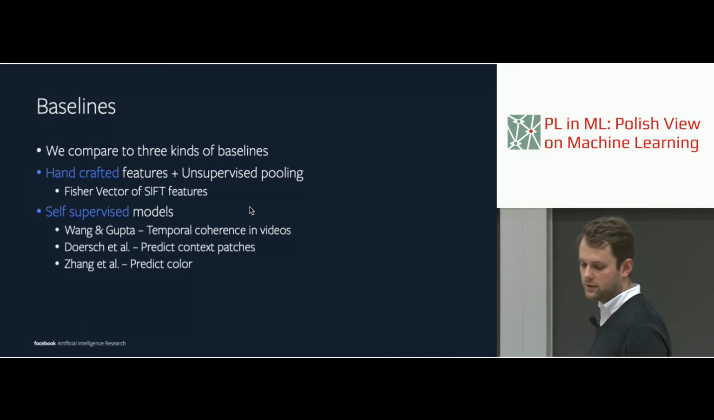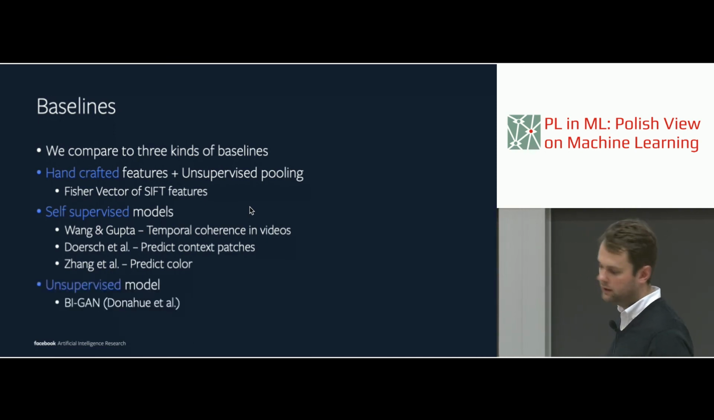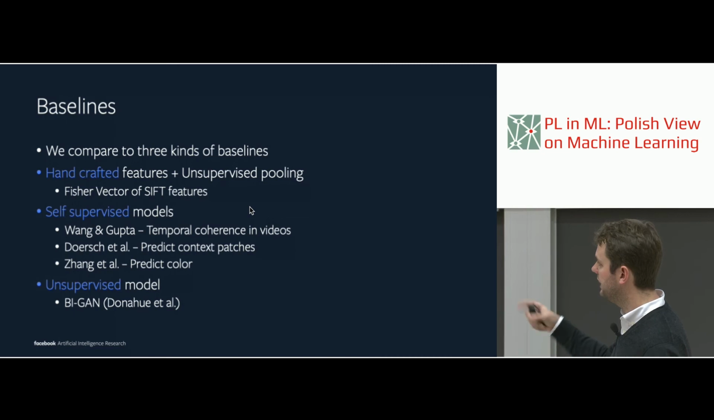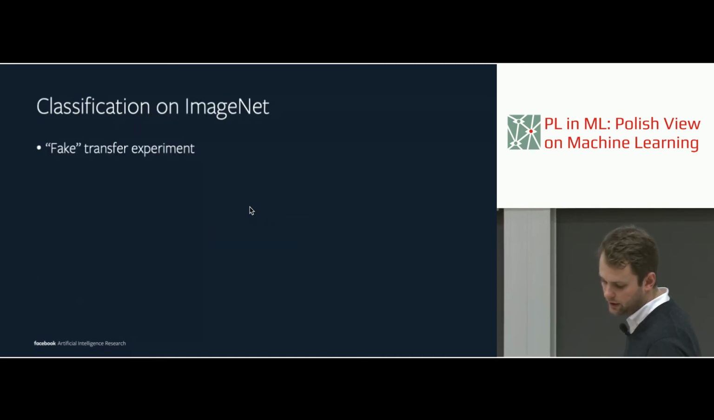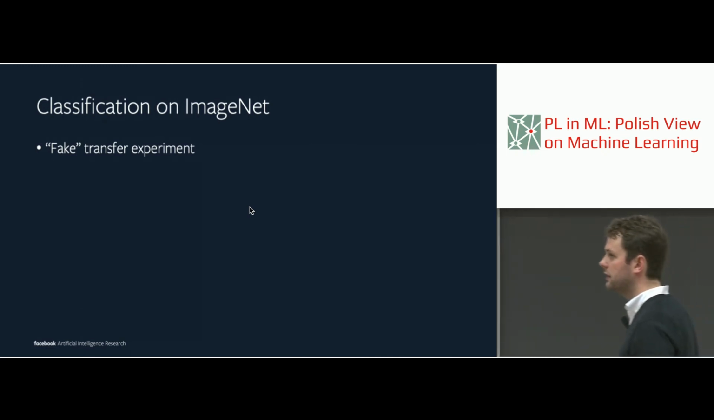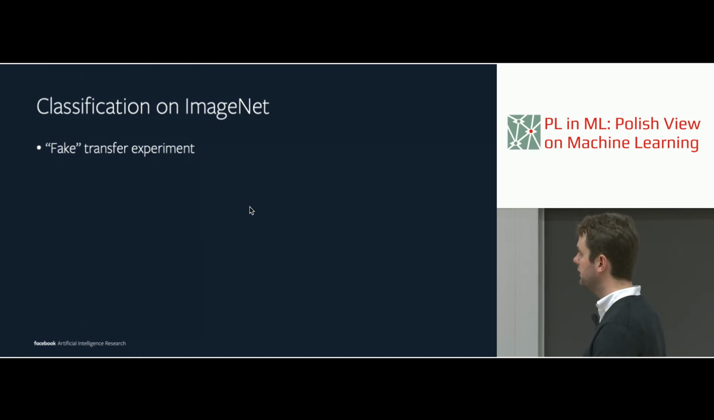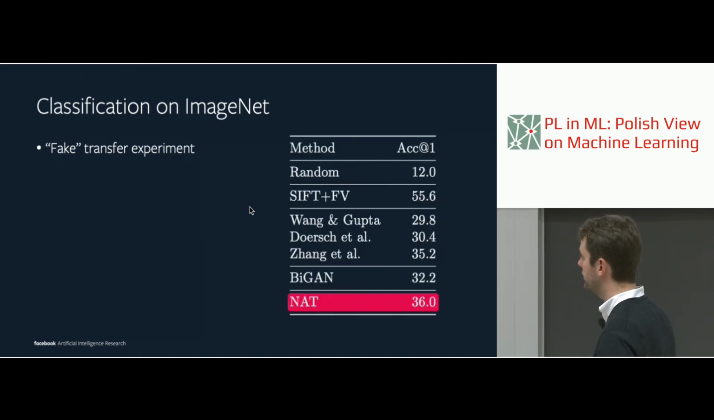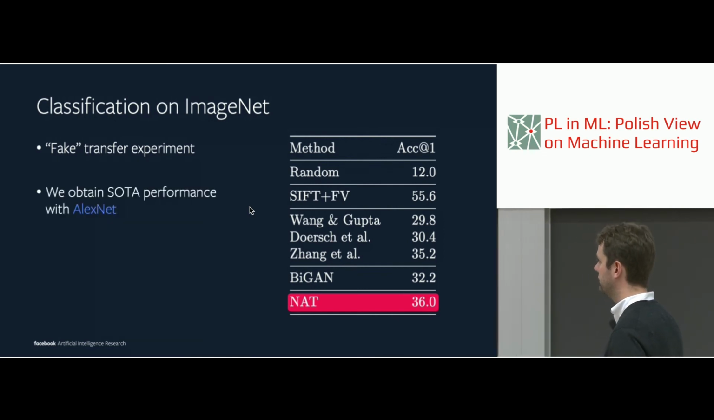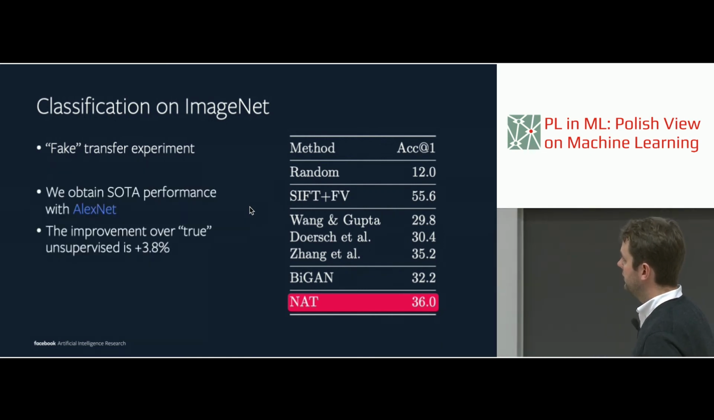Self-supervised methods, the 3 methods that I described at the beginning, and unsupervised models such as the bidirectional GAN of Donahue et al. So in terms of classification on ImageNet, this is kind of a fake experiment because we trained our network in an unsupervised way on ImageNet and then transferred to ImageNet, which is kind of strange. But what we show is that our method managed to work better than all the other methods. And the improvement over true unsupervised learning, which I consider to be the bidirectional GAN, was almost 4%.